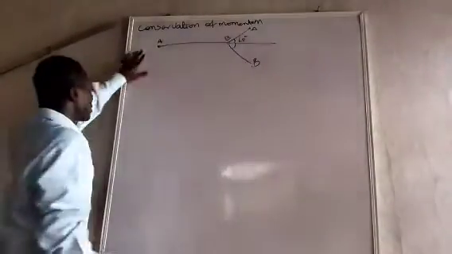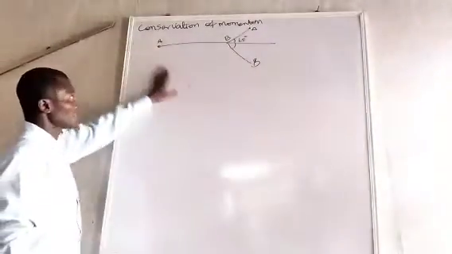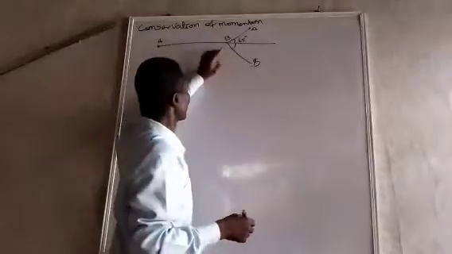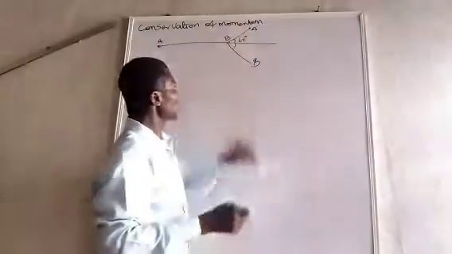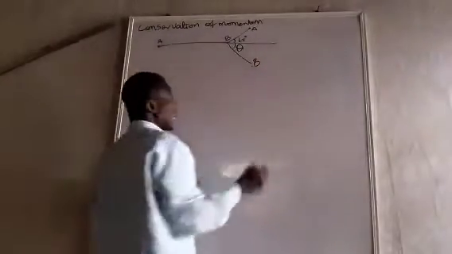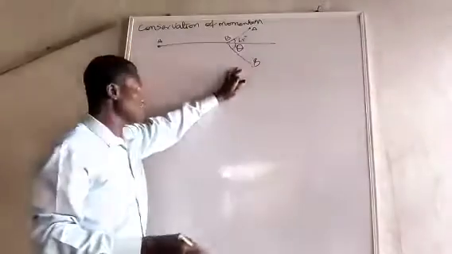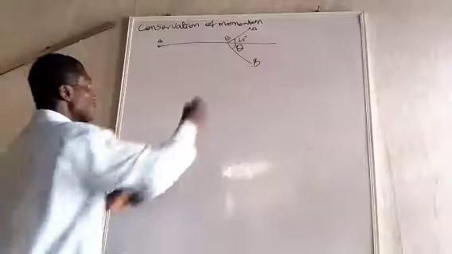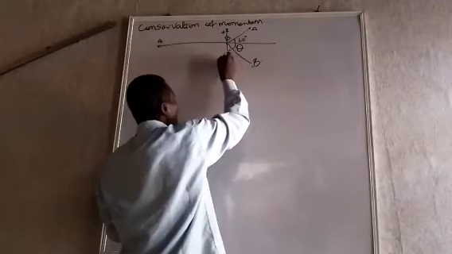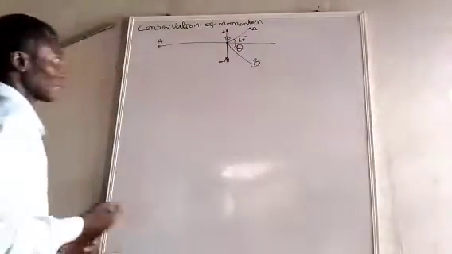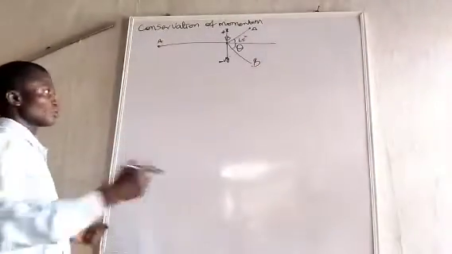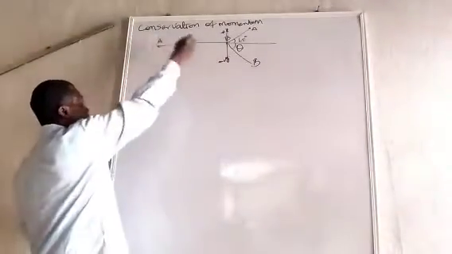Now from the question, you are told that a particle of mass 4 units hits helium, which is also 4 units in mass. Particle A moves up in the direction of 60 degrees, and particle B moves down in the direction of theta. We are asked to find the velocity of B and the angle. Let's make this direction positive and this one negative. The momentum before collision will be equal to the momentum after collision by the law of conservation of momentum.